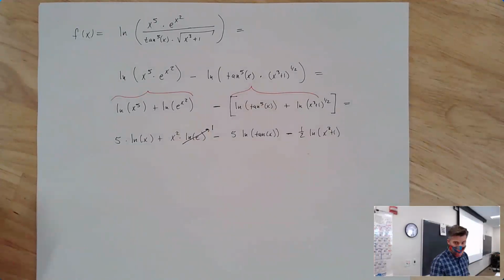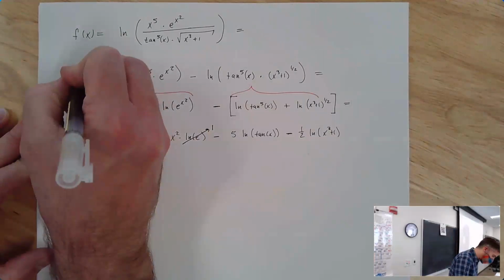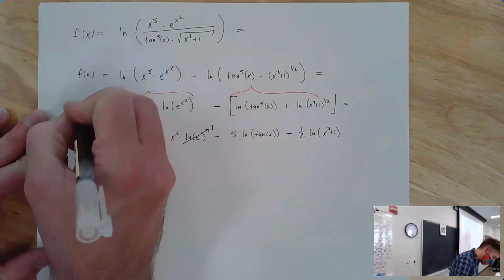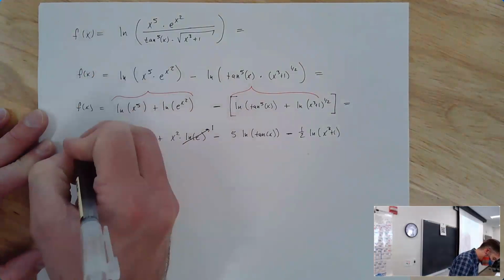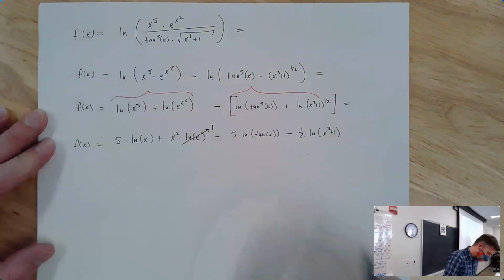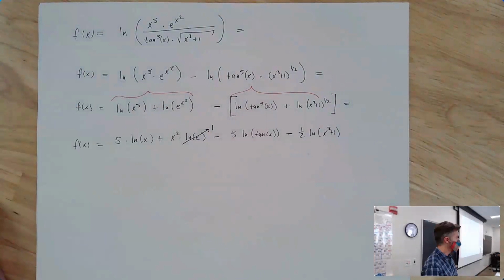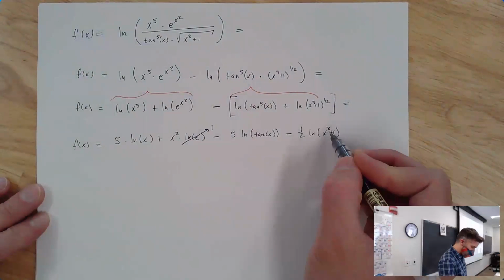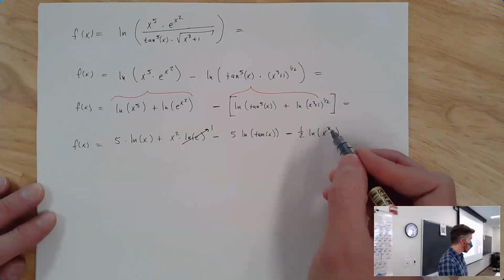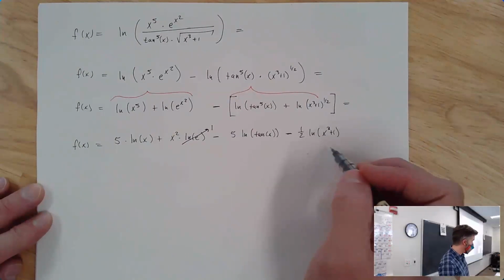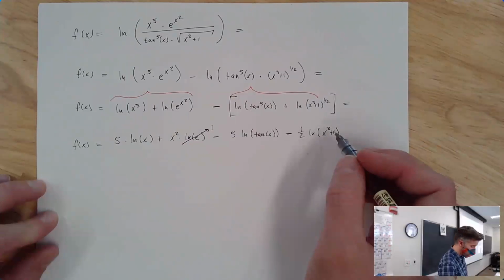I should be very, very clear here. We haven't done any differentiating yet. All we've done is simplify the function. But now we're ready to differentiate. I should also point out this third power here doesn't get to come down in front of the natural log. It has to be the power on the whole argument of the logarithm to be able to come down.